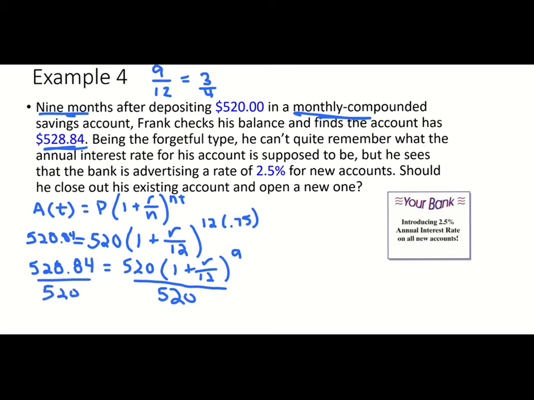And when I do that, if I take $528.84 and divide it by 520, I'm going to end up with 1.017 is going to be equal to, my 520s will cancel out, so it'll be 1 plus r divided by n. I'll write that in red so you can see it, to the 9th power. Now, really what we want to do is get rid of that 9th power next. So if something's raised to the 9th power, then we have to take the 9th root of everything.